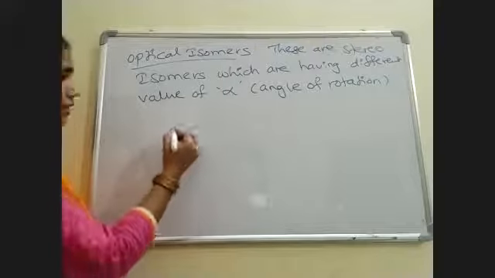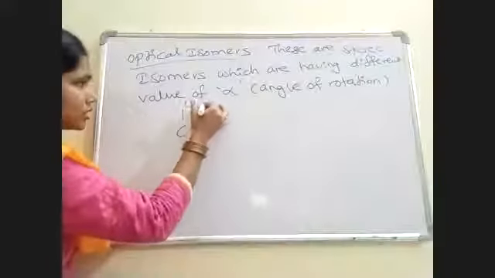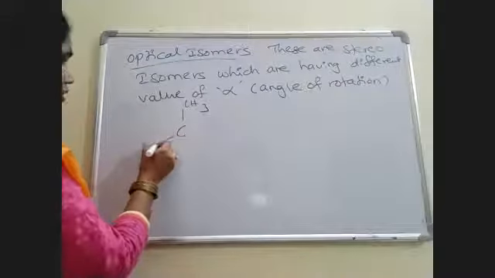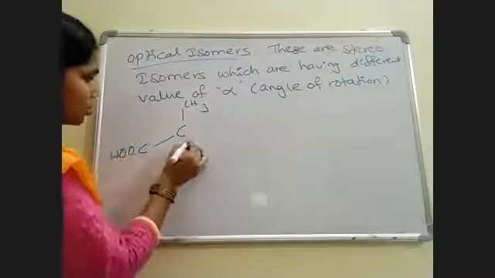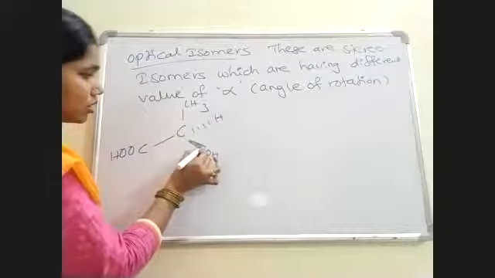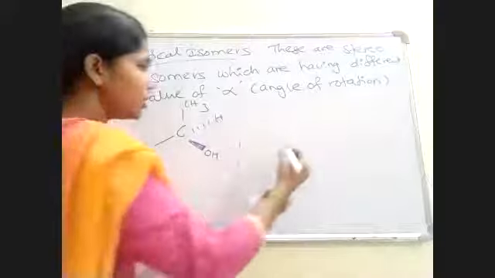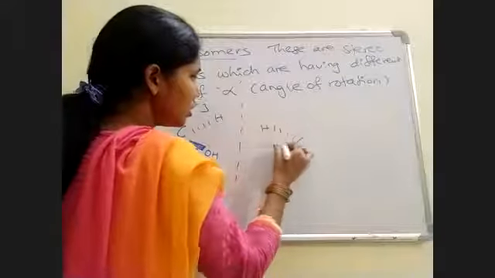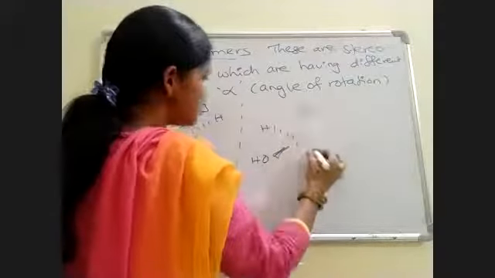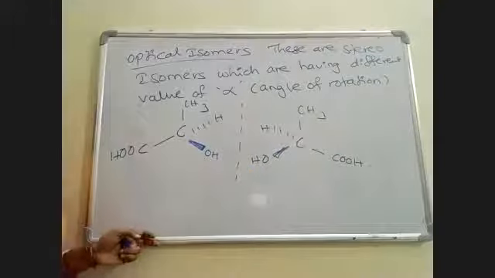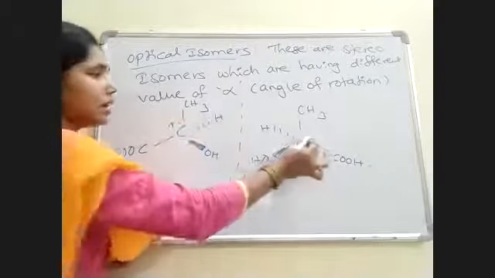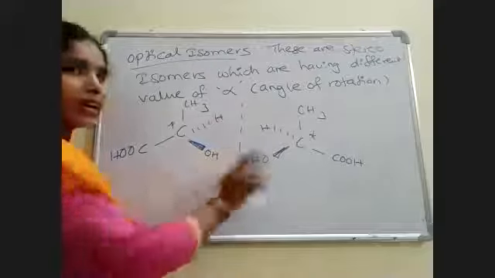If you take lactic acid, with CH3, COOH, OH and H, and you take the mirror image of this one, with H, OH, CH3 and COOH, these two are optically active because each possesses one chiral center in it.